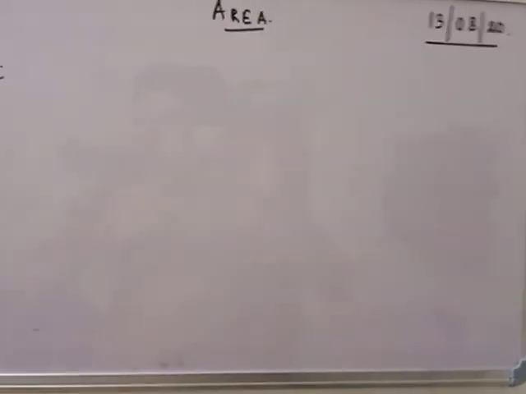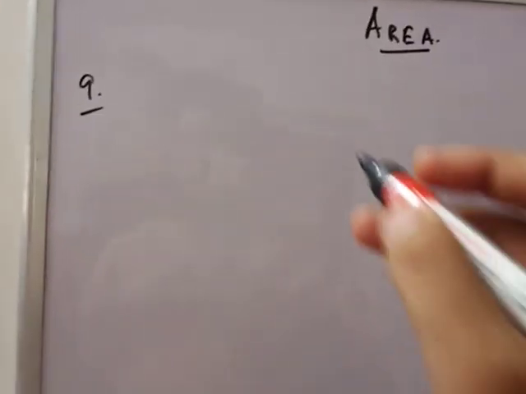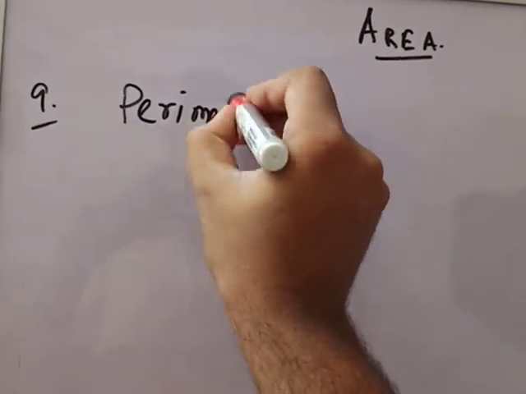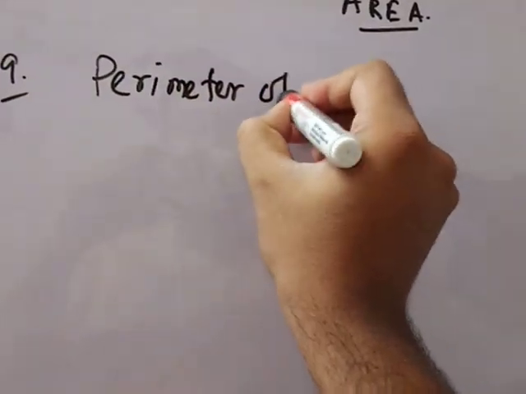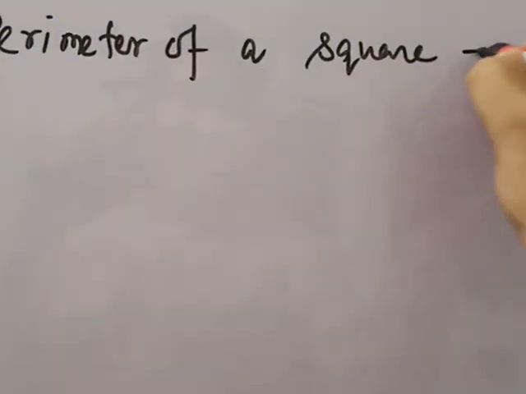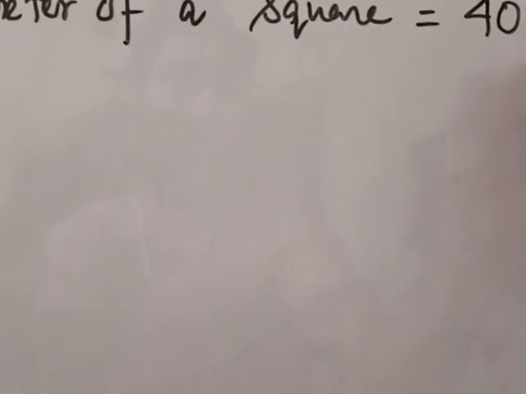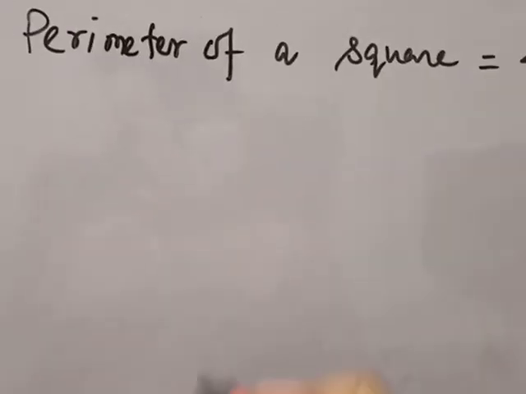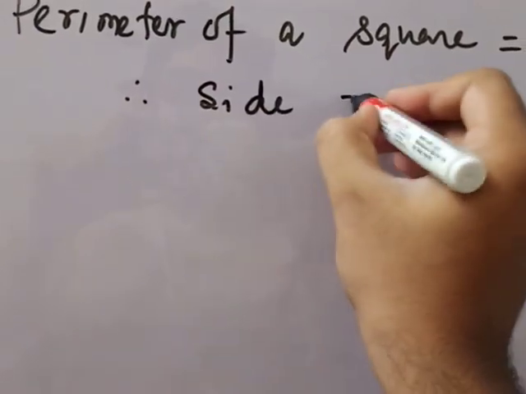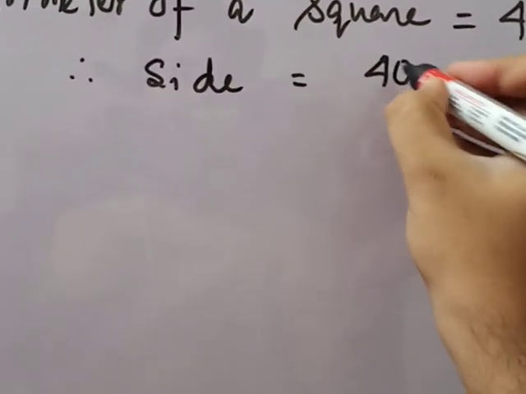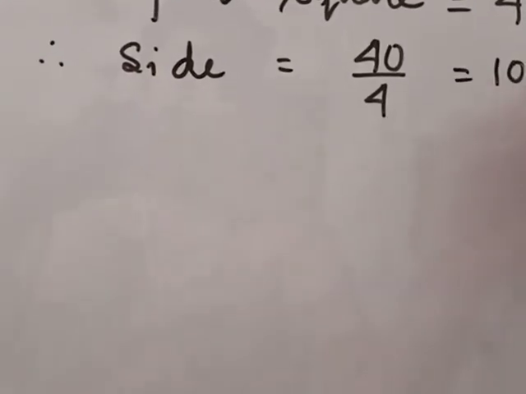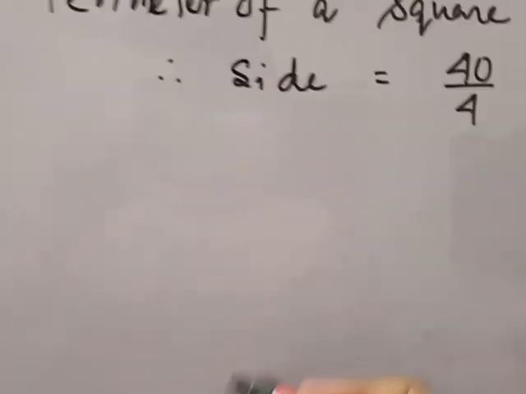In number 9, see that the perimeter of a square is given as 40 centimeter. So perimeter of a square equals 40 centimeter. So from here we can write side equals 40 by 4. This is 10 centimeter.